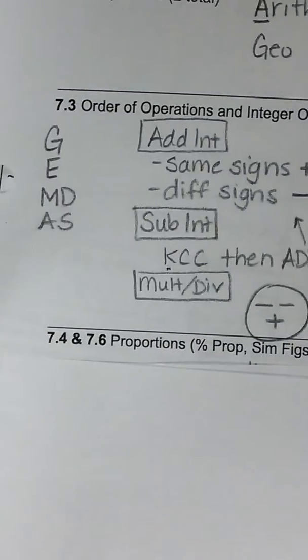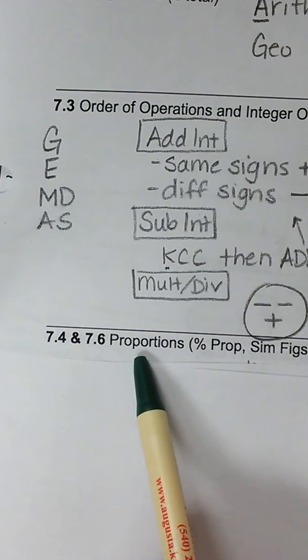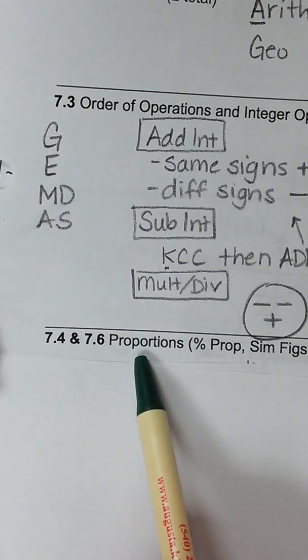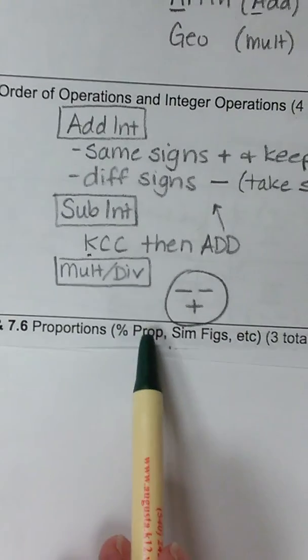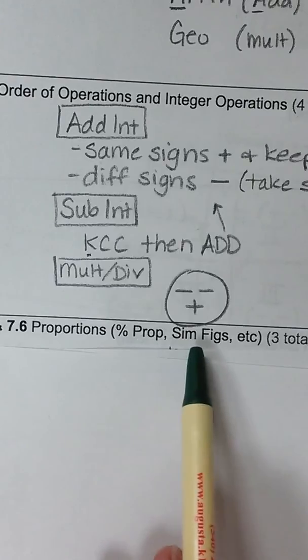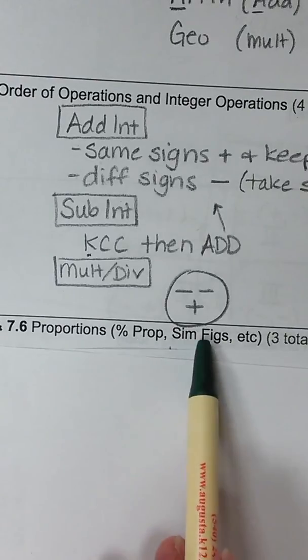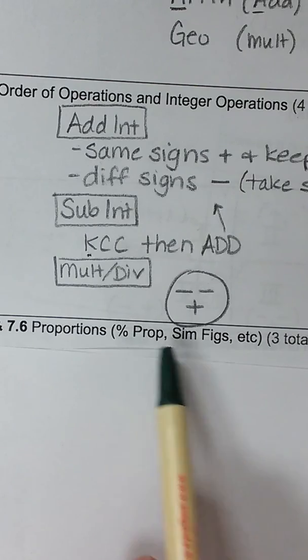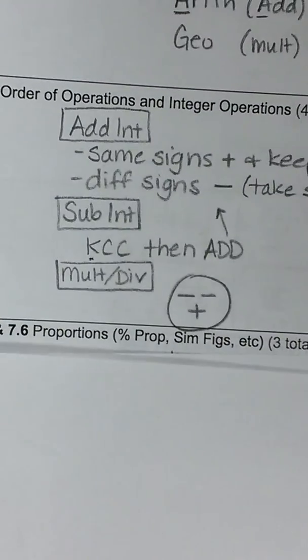7.4 and 7.6 are about proportions. This is the first one that I can, well, at least I hope that you can use a calculator for. This is where you have the percent proportion, similar figures, which is a little bit more difficult than percent proportions, and those kind of things.